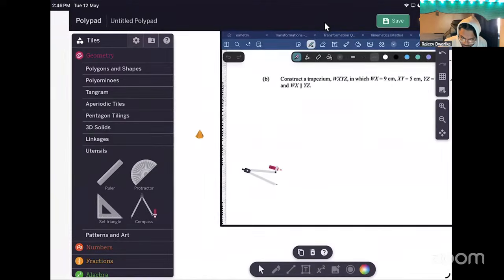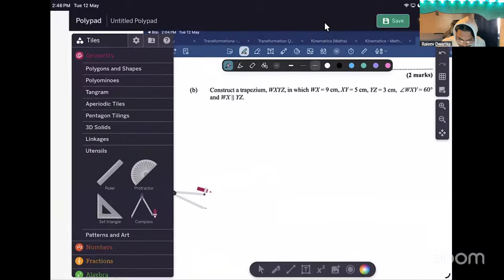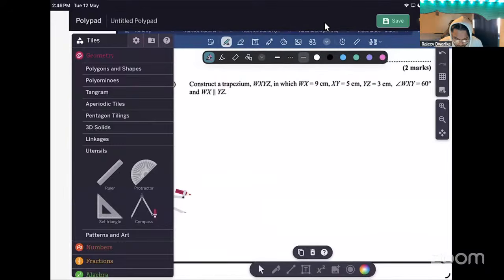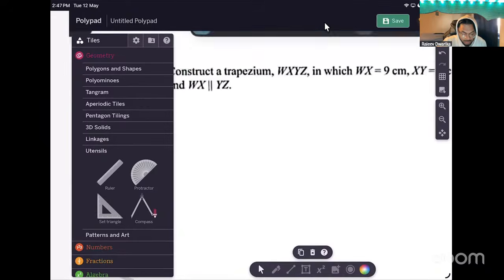Okay. So, construct a trapezium WXYZ. They're telling us WX is 9 centimeters, XY is 5, and YZ is 3 centimeters. And they're saying angle WXY is 60, so angle X is 60 degrees, and WX is parallel to YZ. That's what this means.